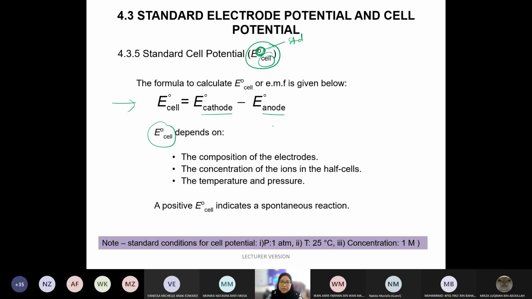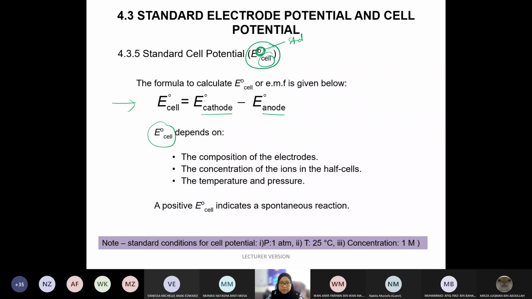That is all. And then you take the value, insert into the formula, and then you can simply calculate for E naught cell. When you calculate E naught cell, very simple, just tolak je. Value pun boleh dapat daripada SRP table just now. You can simply take the value, ataupun insert the value, extract the value from the SRP table, right away.